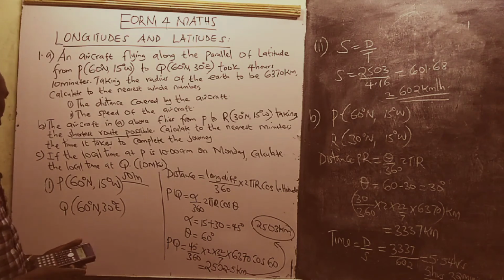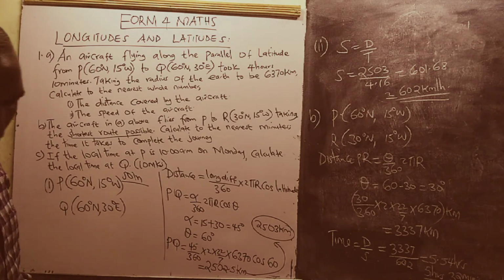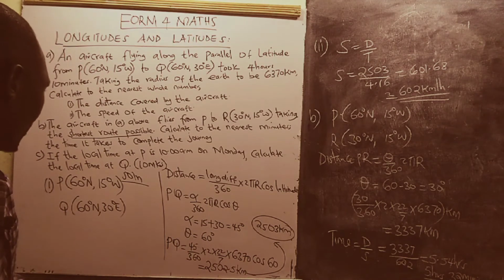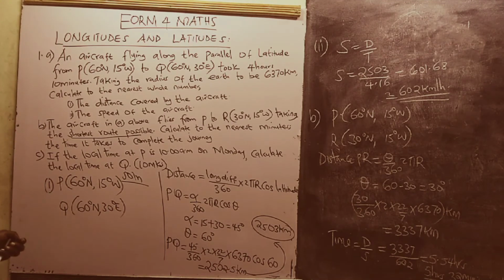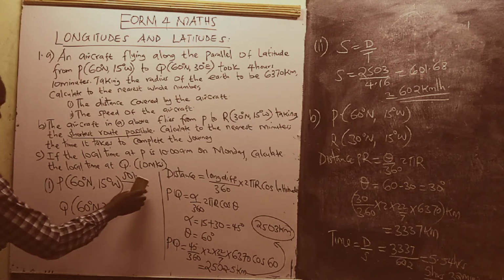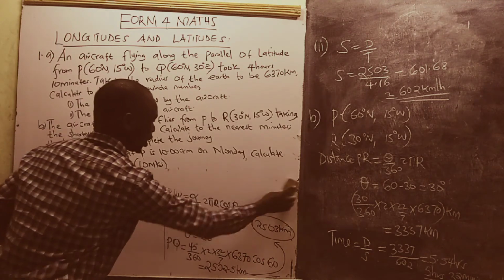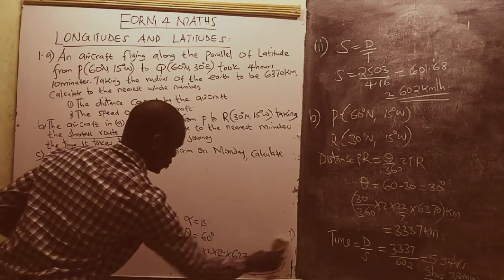Going to Roman C of the question, allow me to wrap one side so that we can be able to do it. If the local time at P is 10:00 a.m. on Monday, calculate the local time at, for example, Q. Again, this question is very easy since it's talking about time. Let me do away with this part, then do part C here.